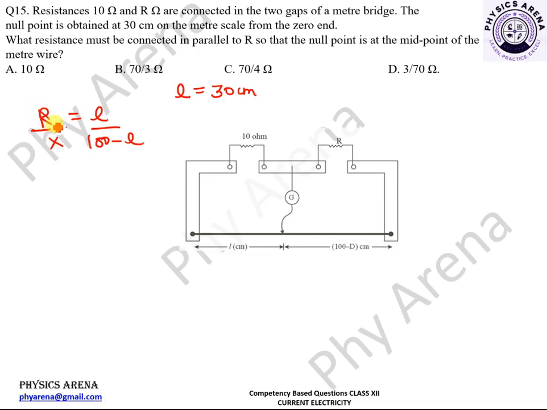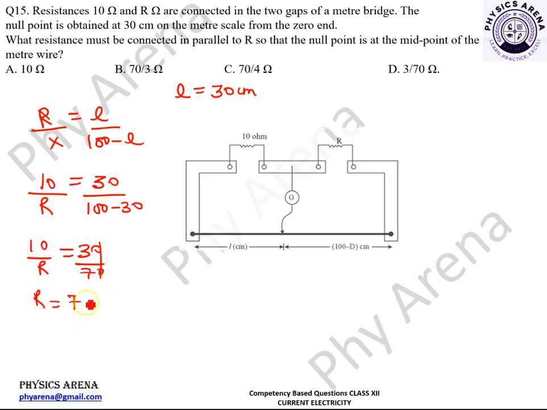So putting the values in the formula, in place of R, we can write 10 ohm. This is the resistance from the resistance box, and X is the unknown resistance, that is R. 10 by R is equal to 30 upon 100 minus 30. And when we solve it out, 10 by R will be equal to 30 upon 70. R will become equal to 70 by 3 ohm. So this is the value of R we have obtained.